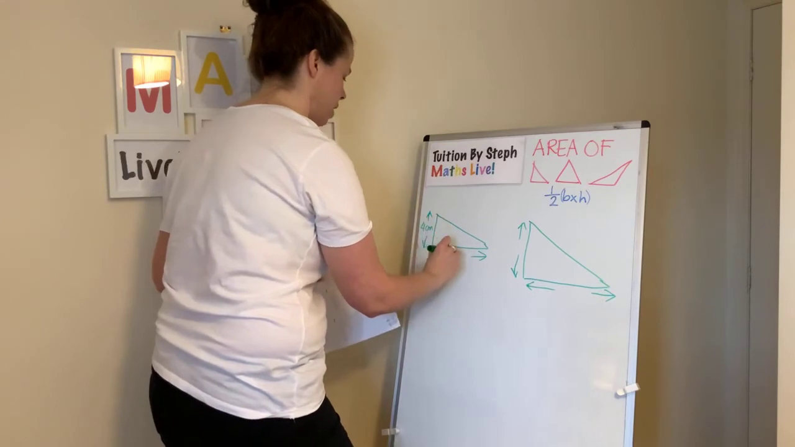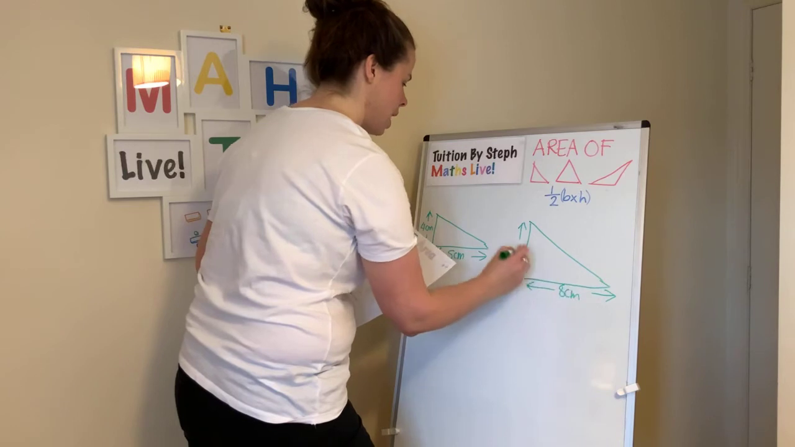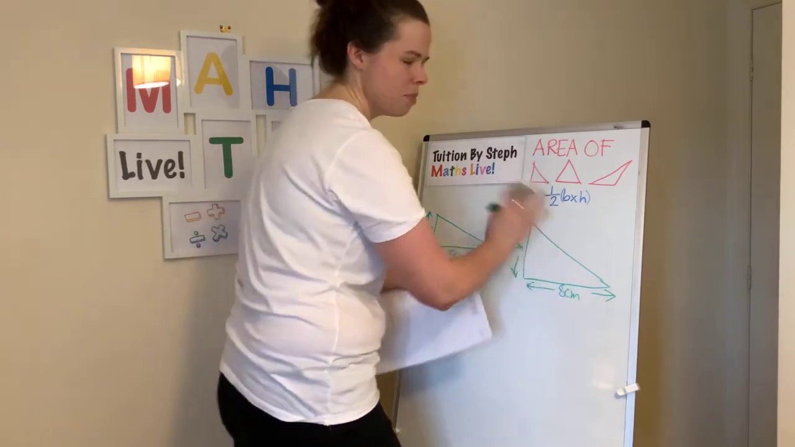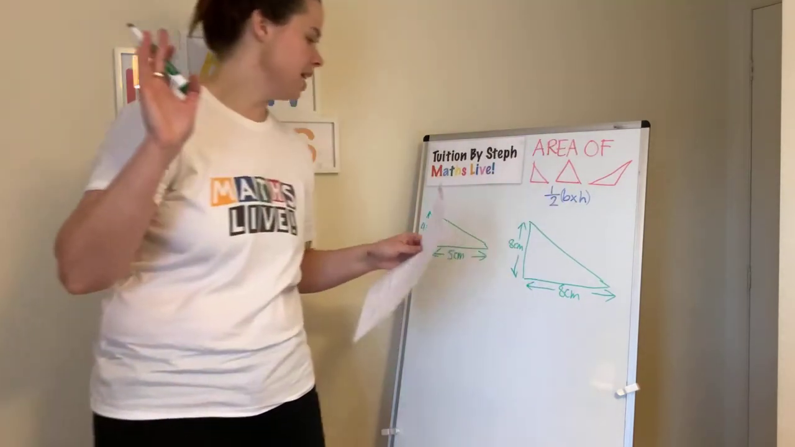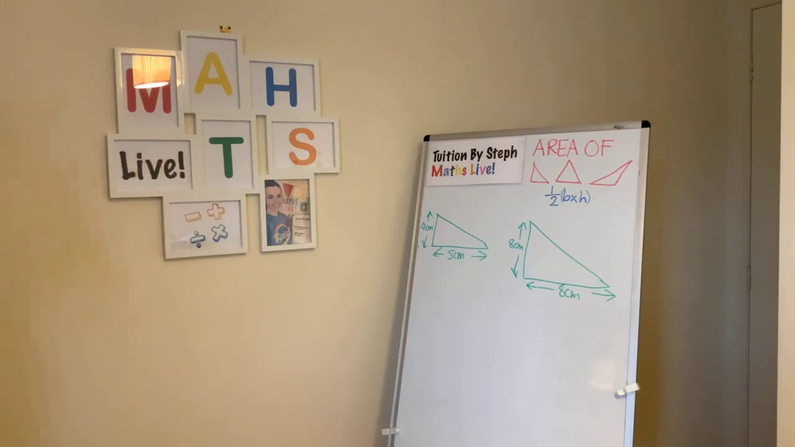Okay, so this is 4 centimetres. And this is 5 centimetres. This is 8 centimetres. And this is, I'm going to say it's also 8, I know it doesn't look like it's the same height, but not to scale. Can you find the area of those 2 triangles for me? Off you go.